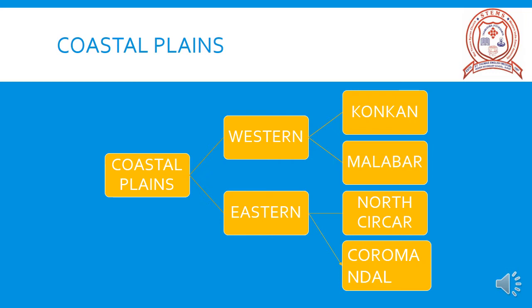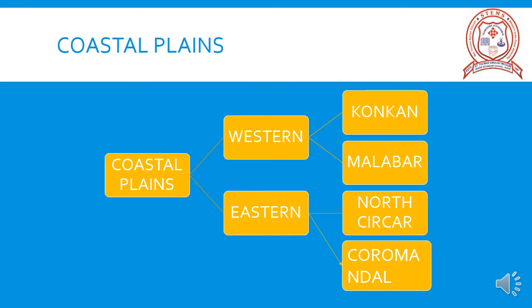Now, what are the differences between Western Coastal Plains and Eastern Coastal Plains? Western Coastal Plains are from Gujarat to Kerala. Eastern Coastal Plains are from Kerala to Orissa. First difference. Second difference, there are many natural ports on the Western Coastal Plains like Mumbai and Mormugao, but in Eastern Coastal Plains there are no natural ports.